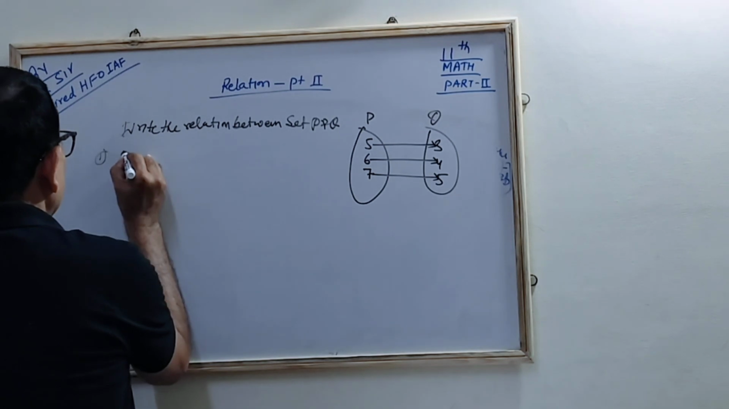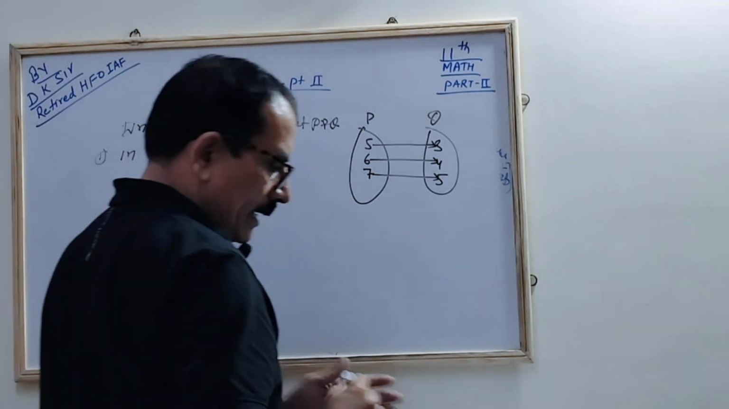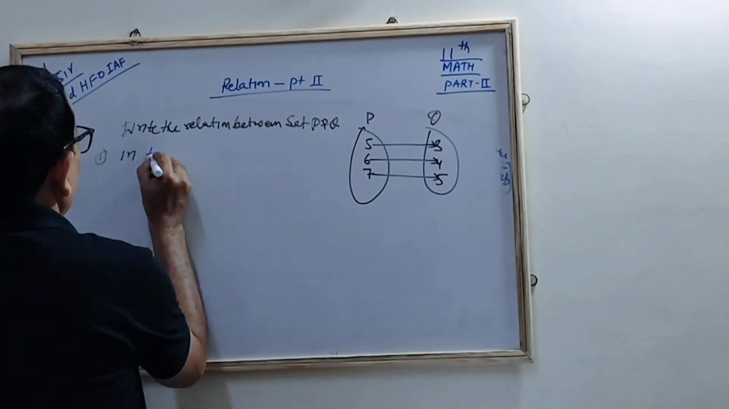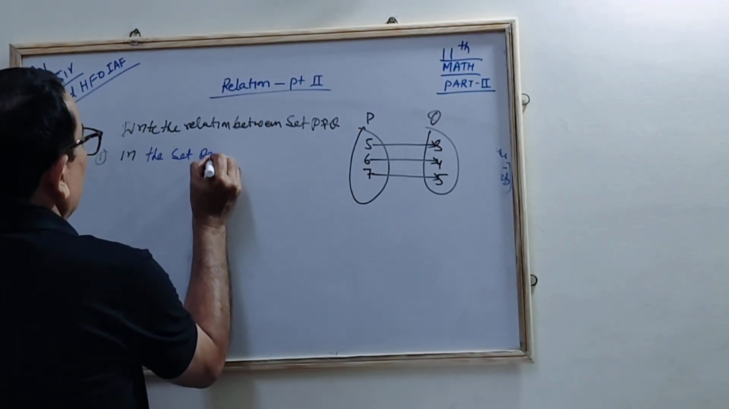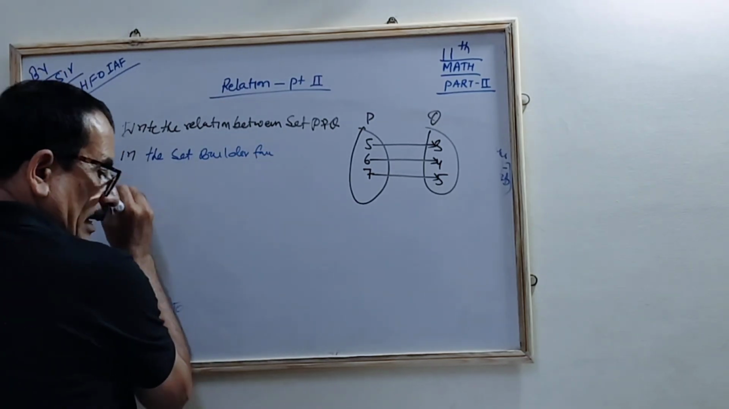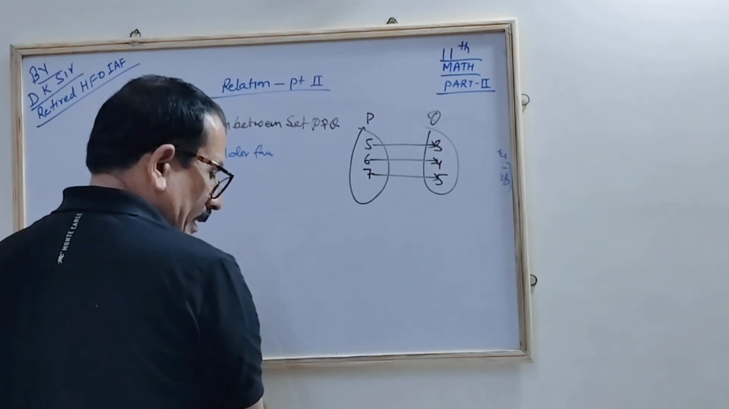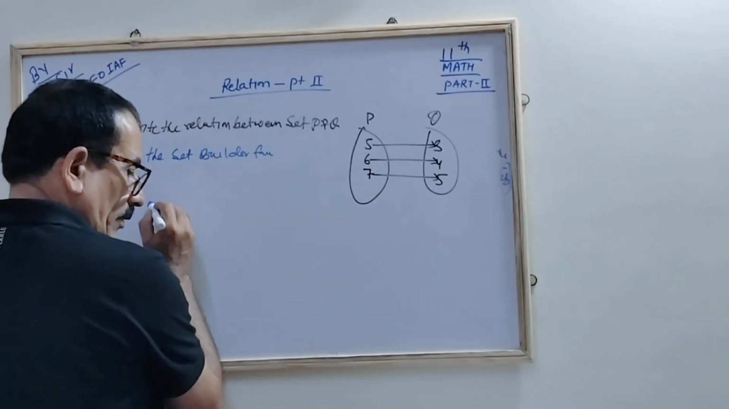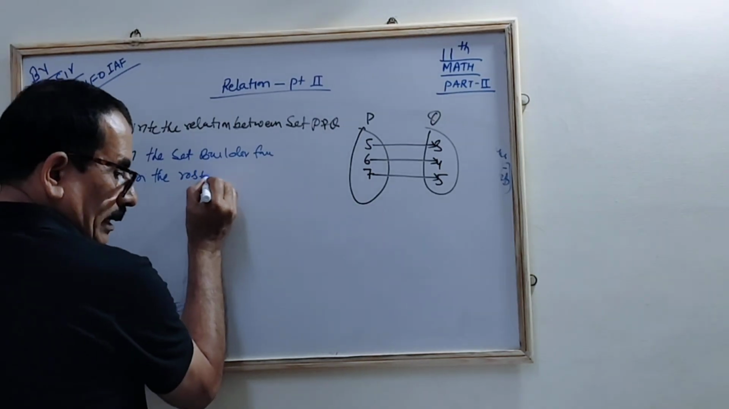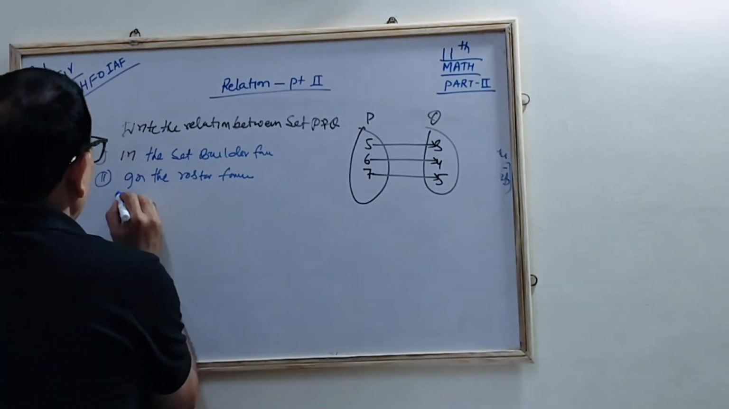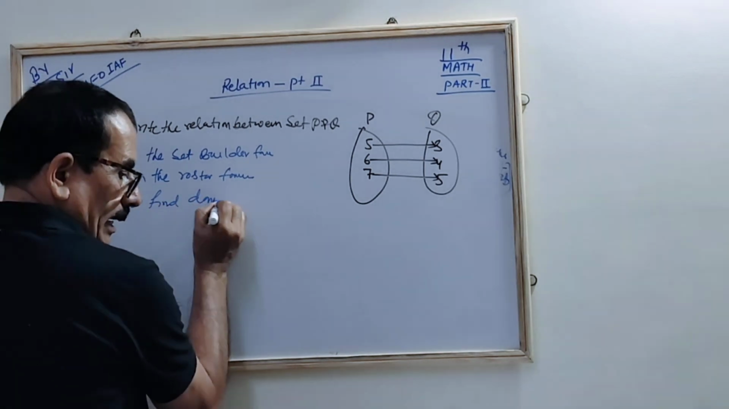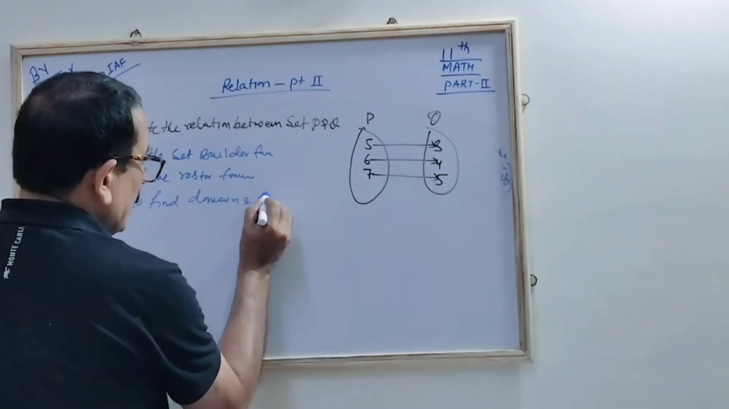First question: in the set builder form. The second they ask is to write it in the roster form. Another: also find the domain and the range. Correct?